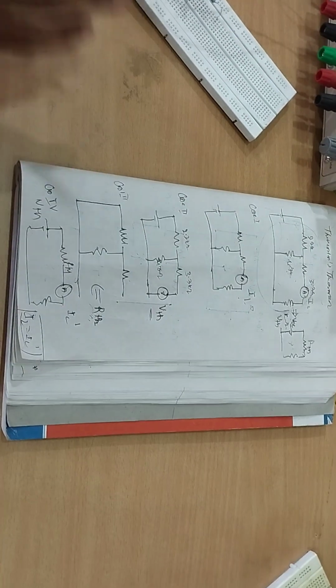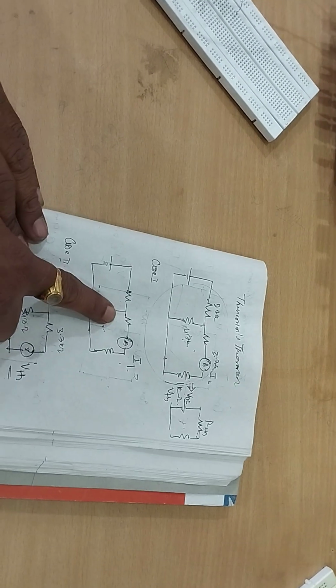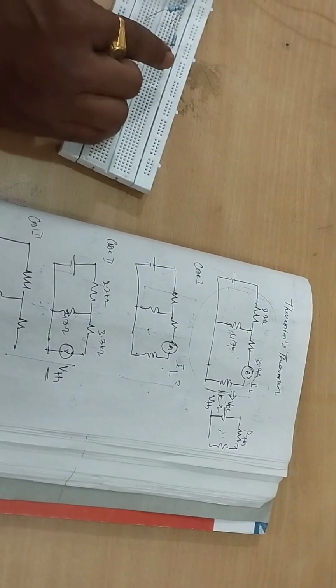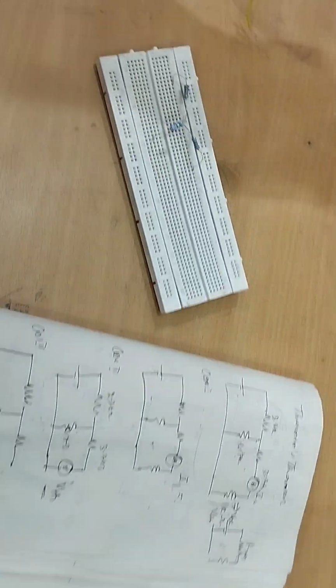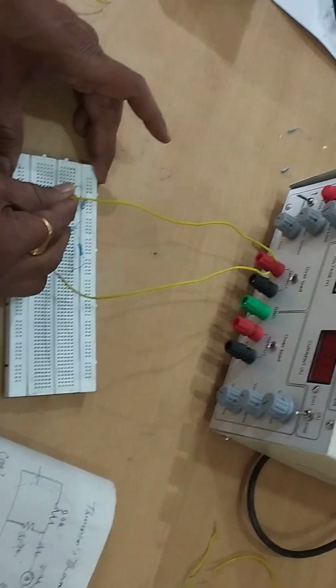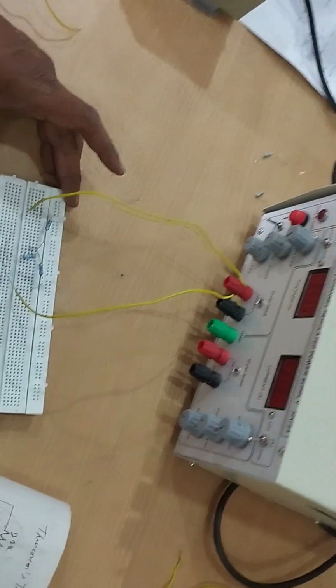In that way we will prove the theorem. So first we will take case 1. See this case 1 circuit. All the elements are arranged as they are: 2.2, 3.3, 4.7. Right? So the voltage I have taken is connected, the voltage positive is connected to the R1 end, and here I need an ammeter.